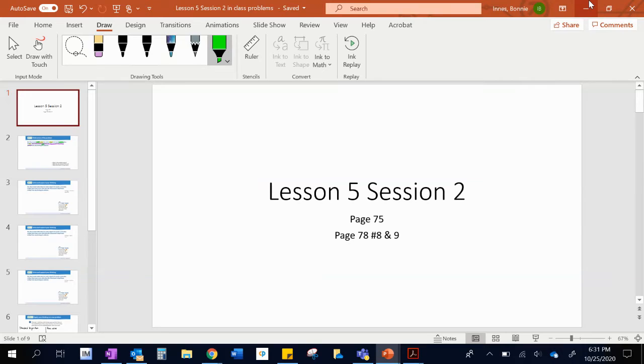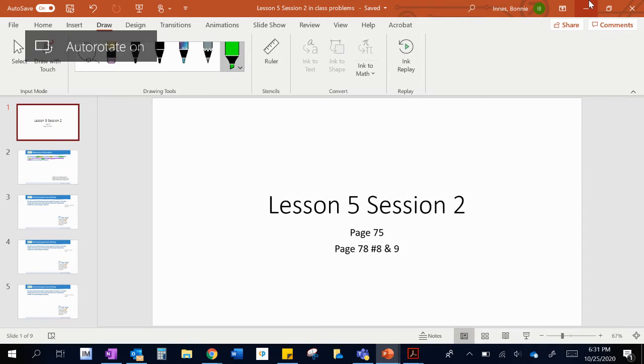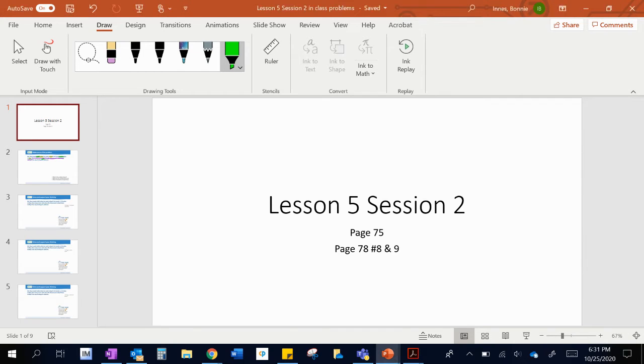Okay, I'm going to be going over some of the problems that we did in class today, and you'll notice that there are some problems that look the same, but they just have different numbers. So we are working on lesson 5, which is subtracting numbers, session 2, and it starts on page 75, and we work on page 78, problems 8 and 9. I'm going to go ahead and grab a black tool.